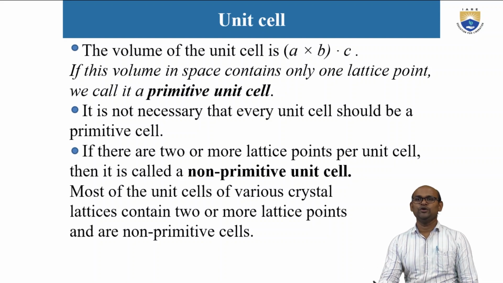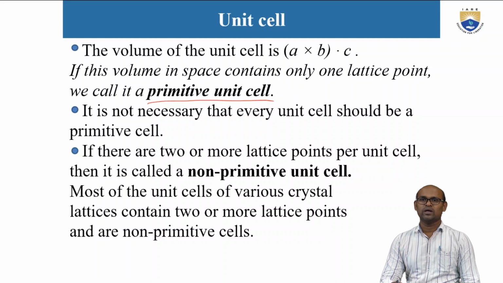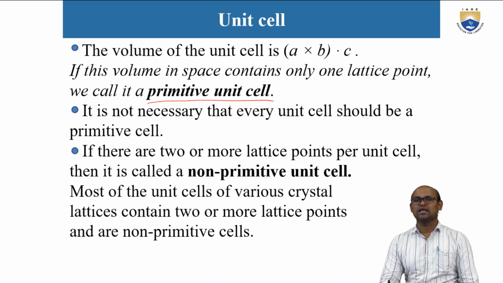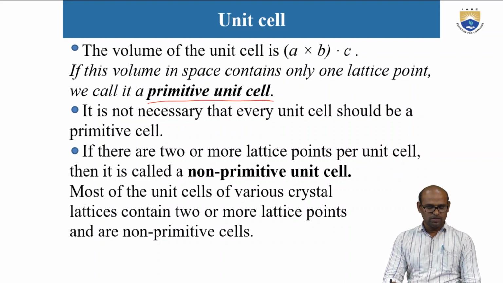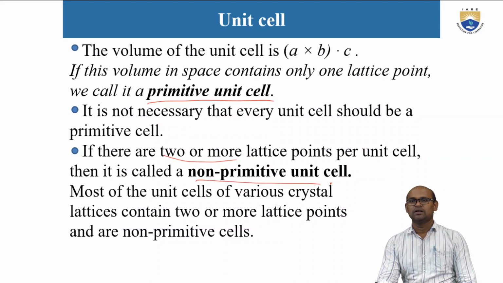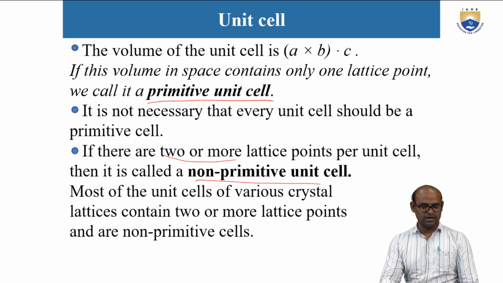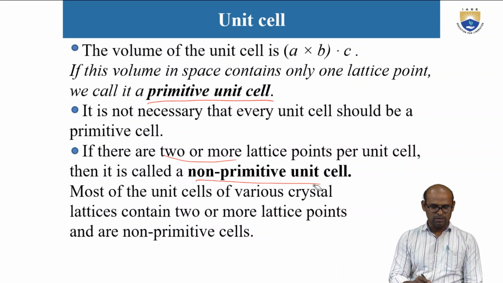Okay. So if this volume in space contains only one lattice point, we call it as a primitive unit cell. We will discuss what is this one lattice point per unit cell. If the volume of the unit cell contains more than one lattice point, for example, 2 or more lattice points per unit cell, then we are going to call that unit cell as non-primitive unit cell. Most of the unit cells of various crystal structures contain 2 or more lattice points and are non-primitive unit cell.